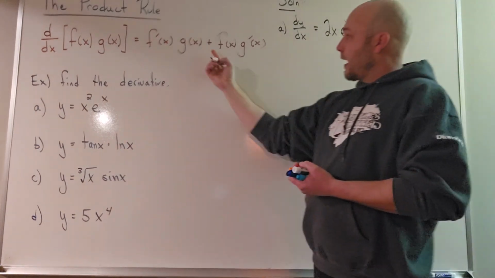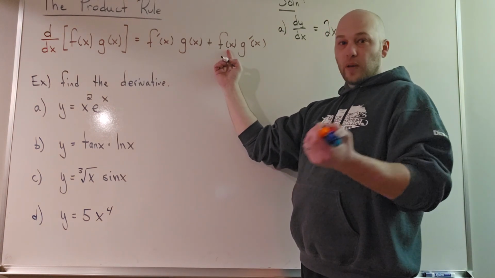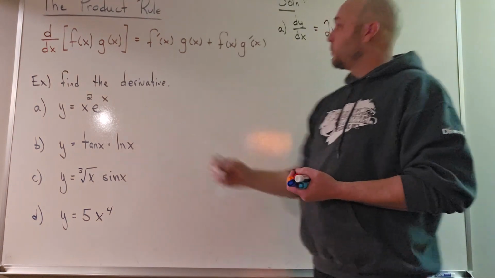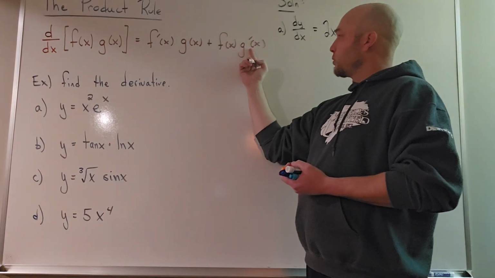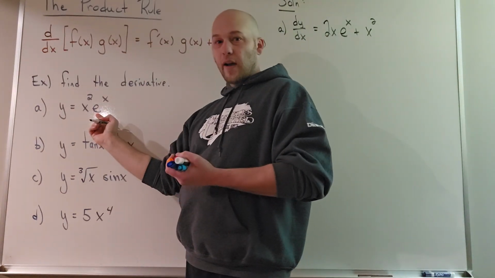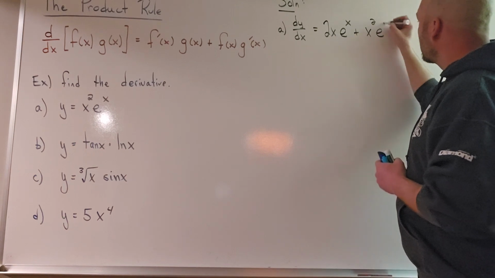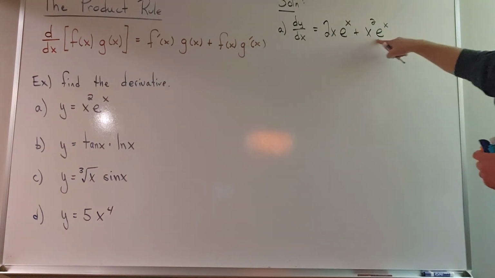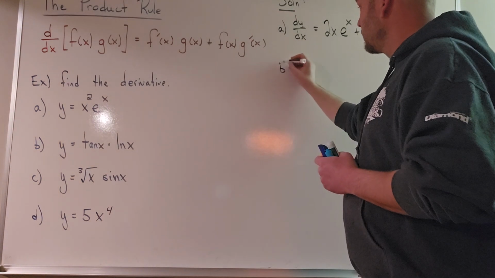Plus, then after the first term, I leave the first factor alone, so the original factor would be x squared, and then multiply by the derivative of g, so the derivative of the second factor being e to the x, and of course its derivative is e to the x. This then is the result of differentiating x squared e to the x. Part B.